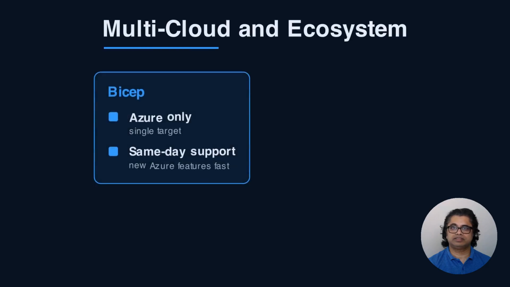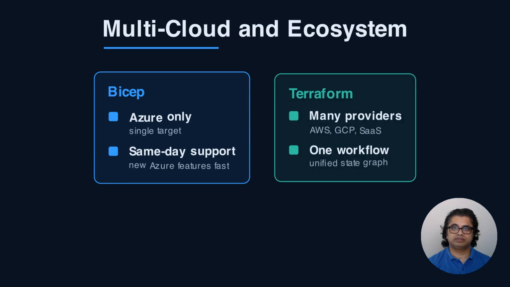Scope matters. Bicep only targets Azure, full stop. Terraform speaks to thousands of providers, AWS, Google Cloud, Cloudflare, Datadog, Kubernetes, and more, all in one workflow with one state graph. If your platform spans multiple clouds or you provision SaaS alongside infrastructure, Terraform is the obvious fit. One nuance though, a Terraform configuration isn't magically portable. The Azure resources you declare are still Azure-specific. Multi-cloud means one tool and one language, not one set of resources you can move between clouds.